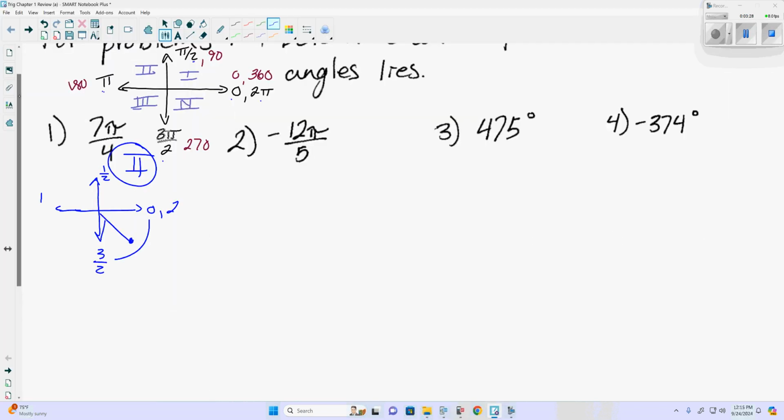315. Sorry, quadrant 4. Yeah, that was my fault. Yeah, quadrant 4. I don't know why I wrote 2. Quadrant 4. That makes a lot more sense. I was pointing at 4 and then wrote 2. Questions on 1?